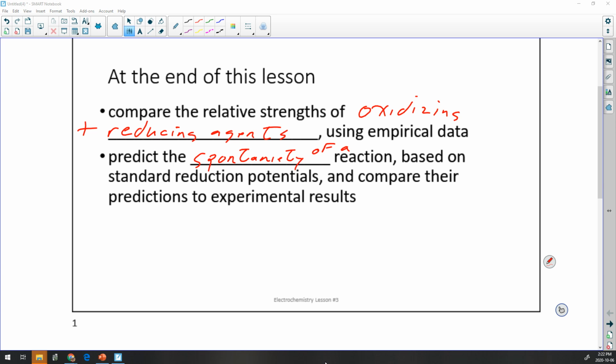So our learner outcomes: compare relative strength of oxidizing and reducing agents, and comparing the spontaneity of a redox reaction.